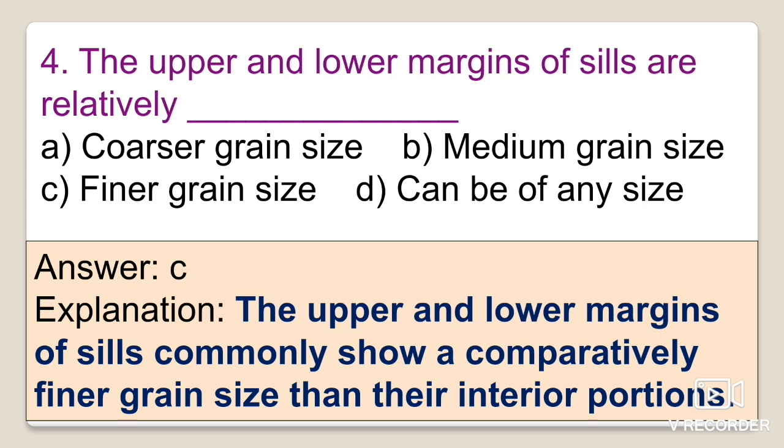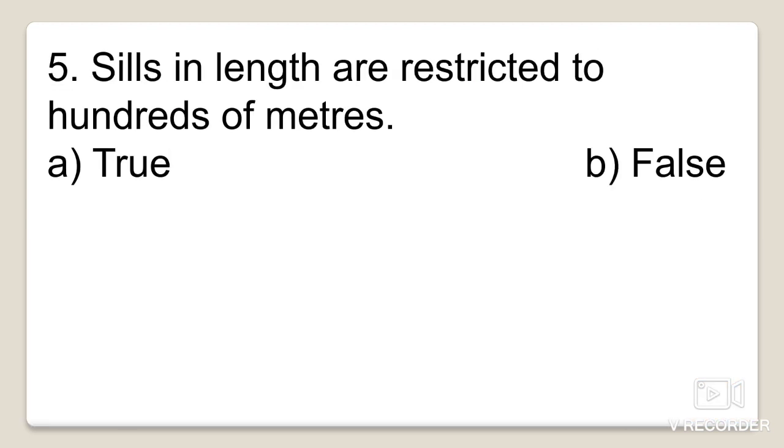As I have already told, the mechanism of its formation is not our topic of discussion today. So just keep in your mind that the upper as well as the lower margin of sill commonly show a comparatively finer grain size than their interior portion. So here option C is the right one.